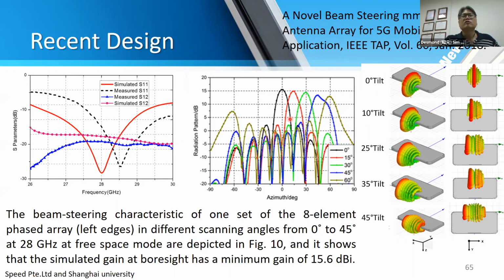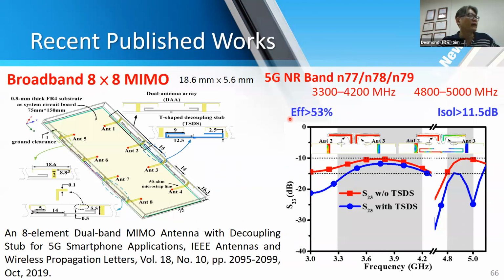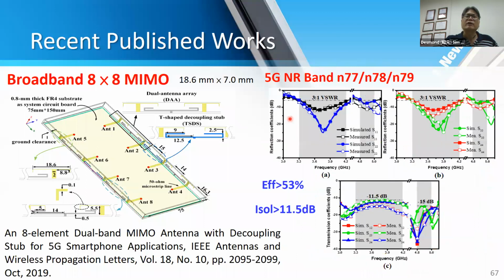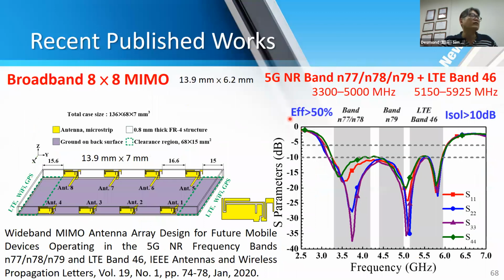Here are some of the recently published works by us, together with some of my co-authors in China. This is one of the 8x8 MIMO works that was done last year in October. I'm going to skip this one, and this one was done and published this January. We have used a very simple monopole antenna that has a really wide bandwidth. You can see from here, from 3300 MHz all the way up to about 6 gigahertz.